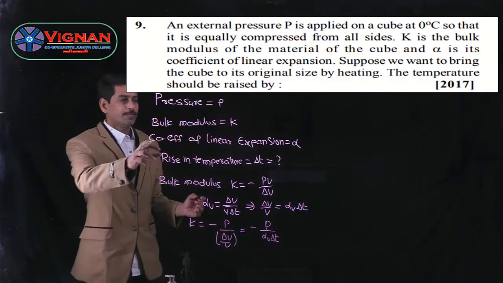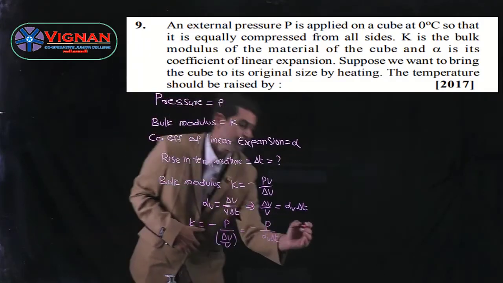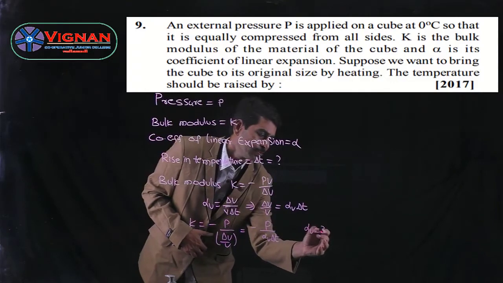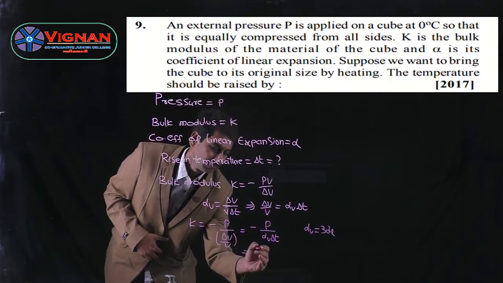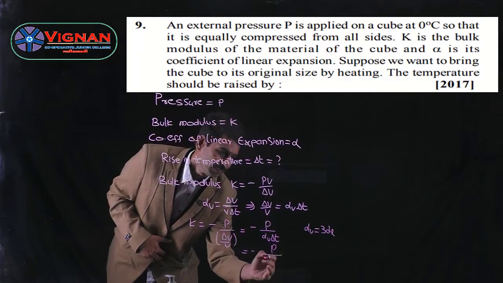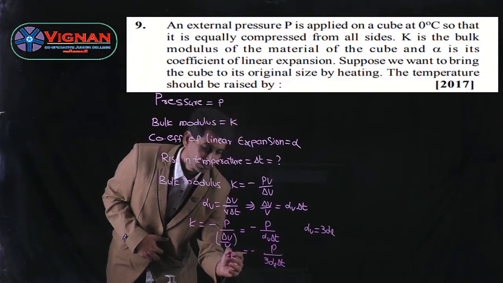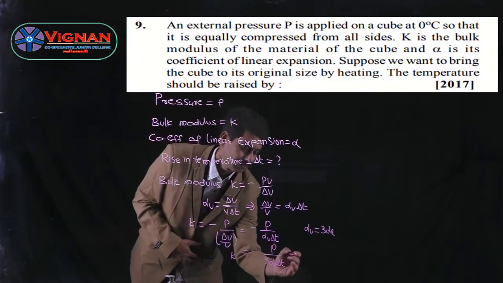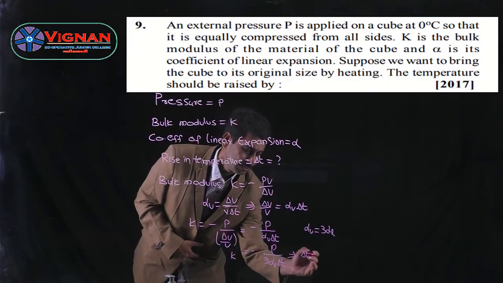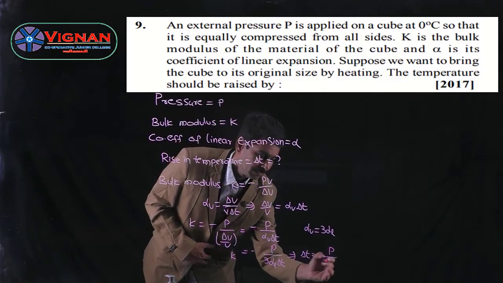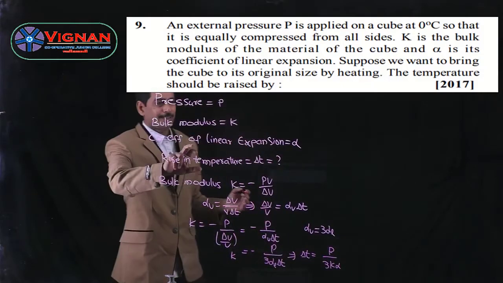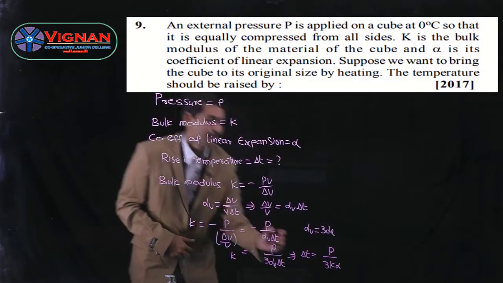But here the coefficient of linear expansion is given, and we know alpha V is equal to 3 alpha L. So this is nothing but minus P by 3 alpha L into delta T. So this is bulk modulus, but we are asked to find the change in temperature. So from this delta T is equal to P by 3K alpha, because the coefficient of linear expansion is given as alpha. So this is the change in temperature.